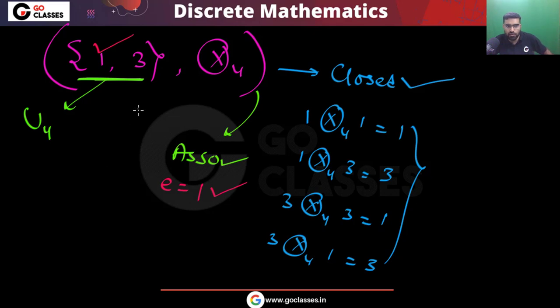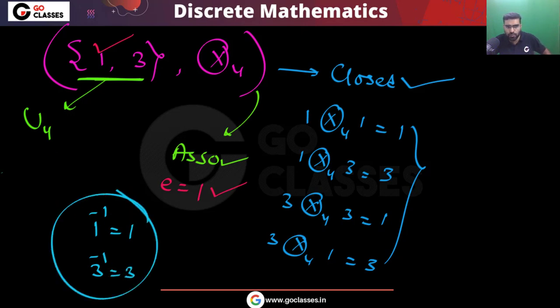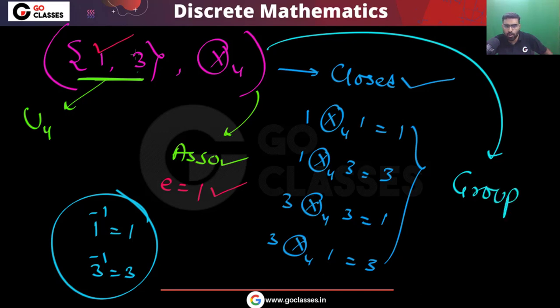Finally, 1 inverse is 1, and 3 inverse is 3. So now we have the inverse property also. So finally I can say this structure is closed, it is associative, the identity element is there, and every element has an inverse. So the inverse property also is there. So finally I can say that this structure is a group. And the commutative property is also there because multiplication is commutative. So finally I can say this is an abelian group.